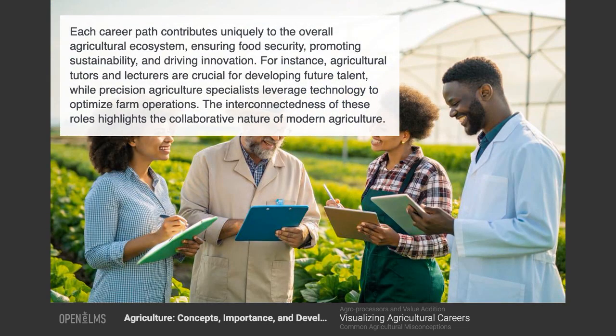Each career path contributes uniquely to the overall agricultural ecosystem, ensuring food security, promoting sustainability, and driving innovation. For instance, agricultural tutors and lecturers are crucial for developing future talent, while precision agriculture specialists leverage technology to optimize farm operations. The interconnectedness of these roles highlights the collaborative nature of modern agriculture.